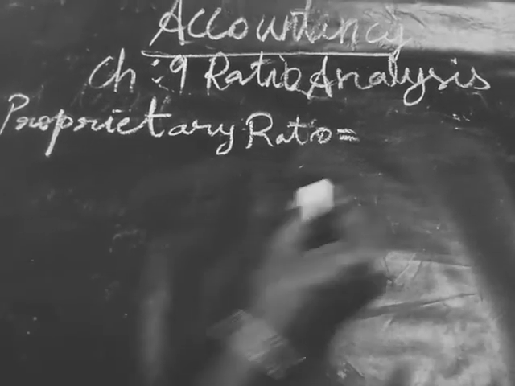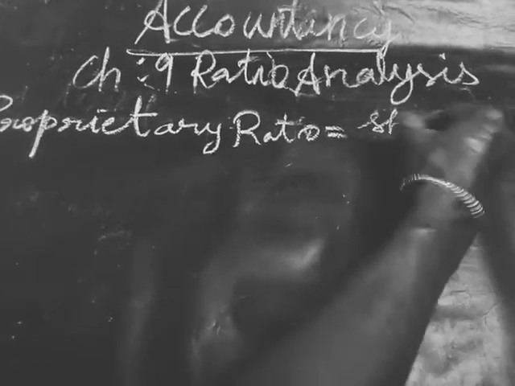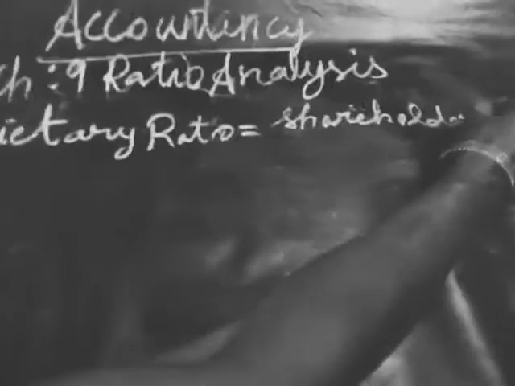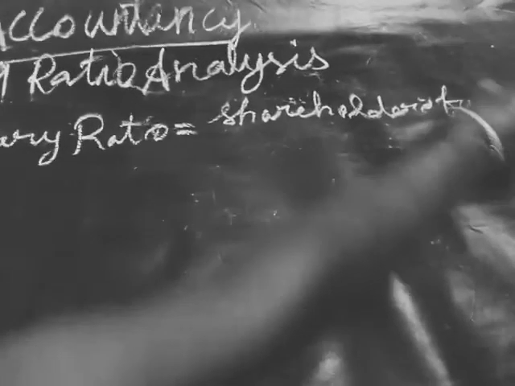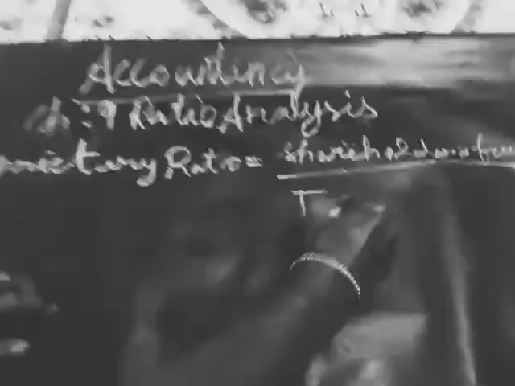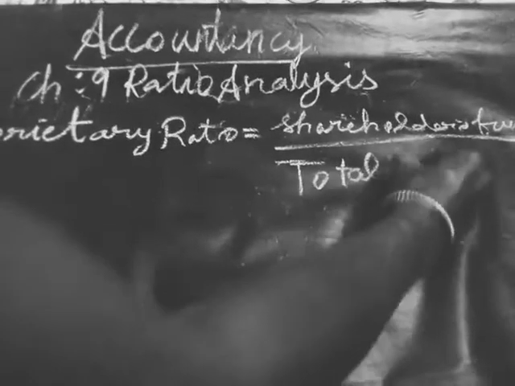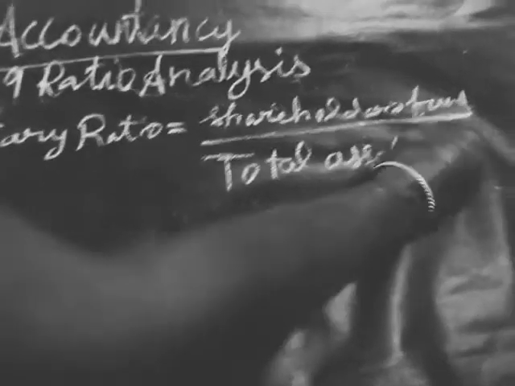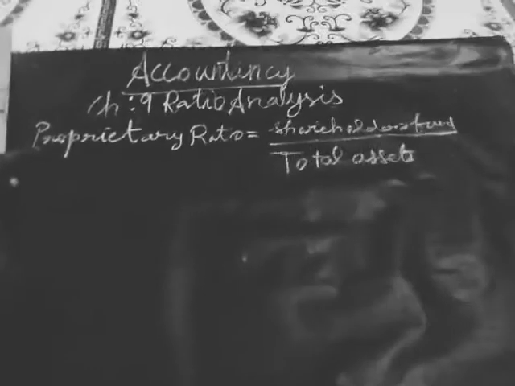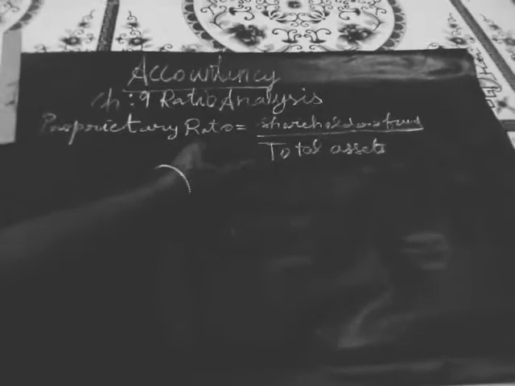So, the formula for the proprietary ratio is shareholders fund by total assets. For calculating the proprietary ratio, you have to know the shareholders fund and total assets.